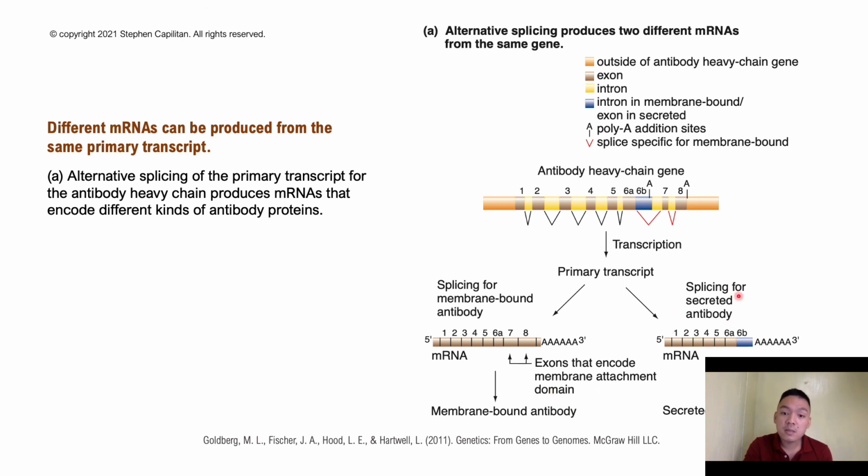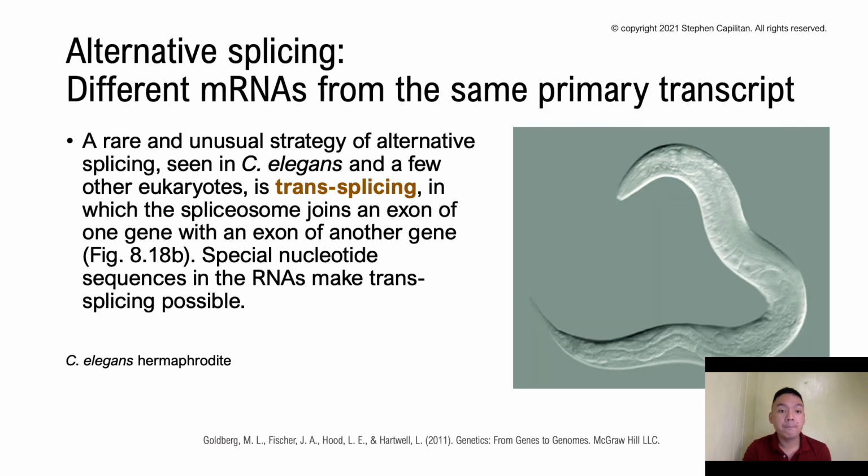This other one is splicing for secreted antibodies that flow into the bloodstream. So 1, 2, 3, 4, 5, 6A, and including the 6B, which is surprisingly an intron, but it's included in the primary transcript, and a poly A tail. And this will be a part of the secreted antibodies which flow in the bloodstream. So different mRNAs from the same primary transcript is all about alternative splicing.